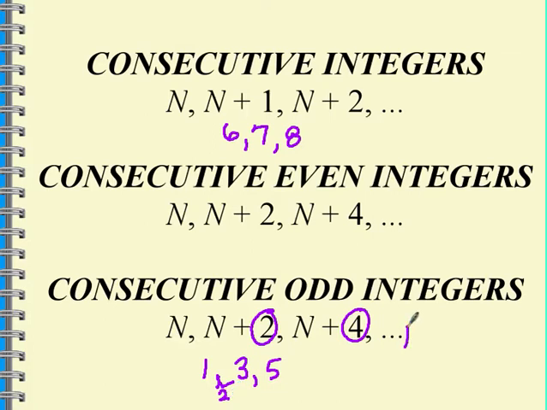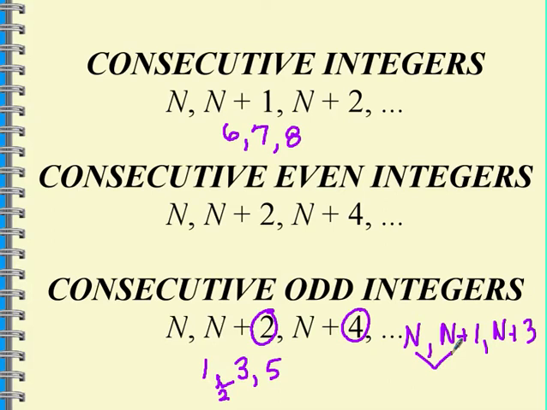A lot of people like to write it this way: n plus 1, n plus 3. Okay? What does that say the spacing is between these two? 1. Really? Okay. So the important thing you need to remember is that the 2 and the 4 refer to spacing, and the odds are always 2 apart, just like the evens are always 2 apart.